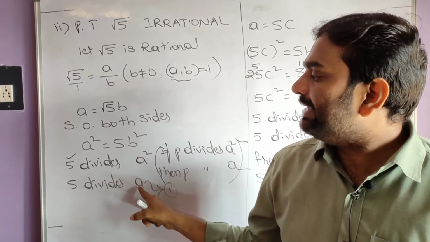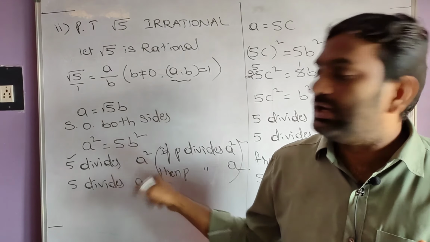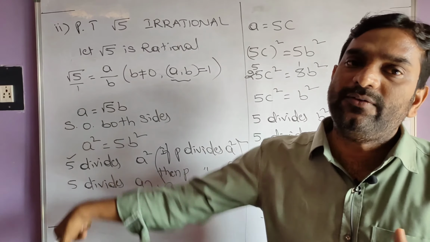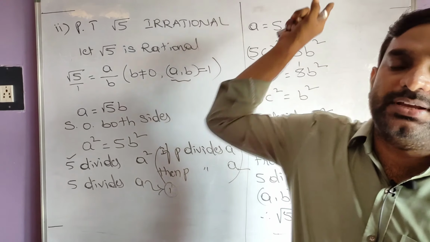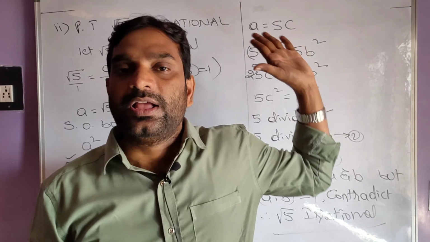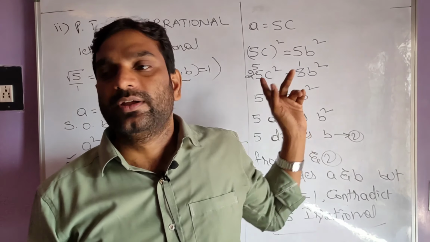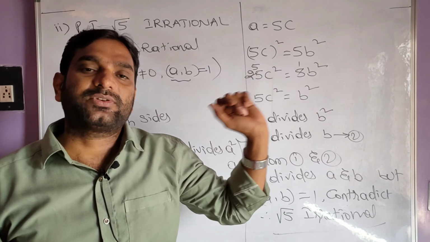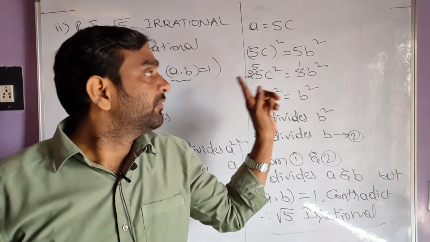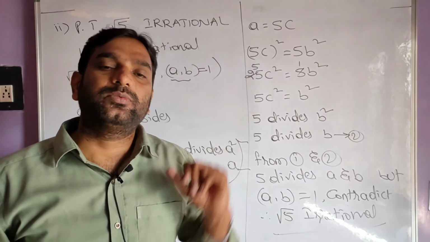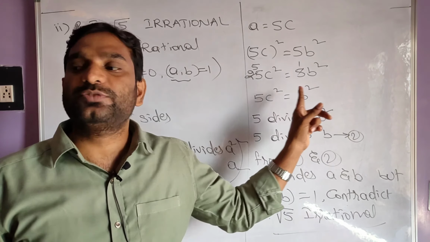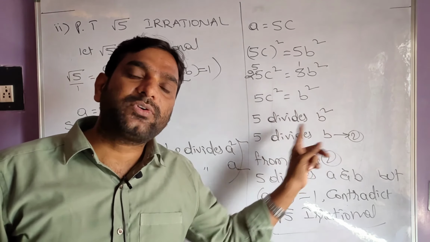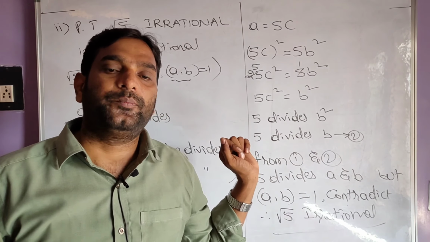Here 5 divides a, nothing but a is a multiple of 5. Then only it is divided by 5. So a is equal to 5c. Substitute in that: 5c whole square equal to 5b square. 25c square equal to 5b square. Cancel 5 and 5. So 5c square equal to b square. Nothing but here 5 divides b square. If 5 divides b square, 5 divides b also.